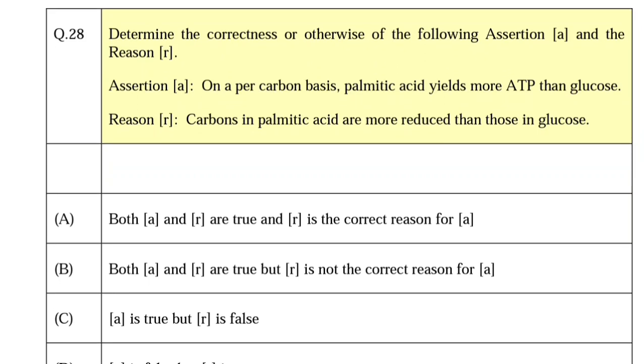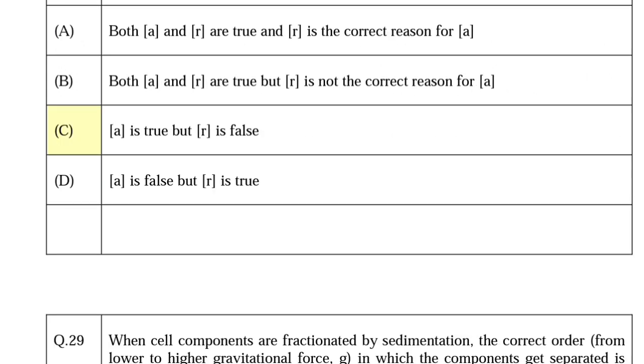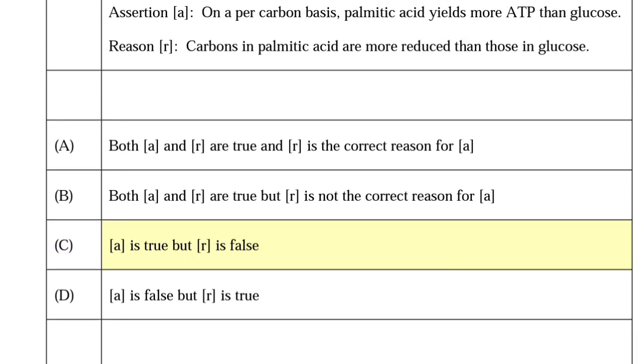Palmitic acid yields more ATP than glucose. Reason: R, carbons in palmitic acid are more reduced than those in glucose. A. Both A and R are true and R is the correct reason for A. B. Both A and R are true but R is not the correct reason for A. C. A is true but R is false.